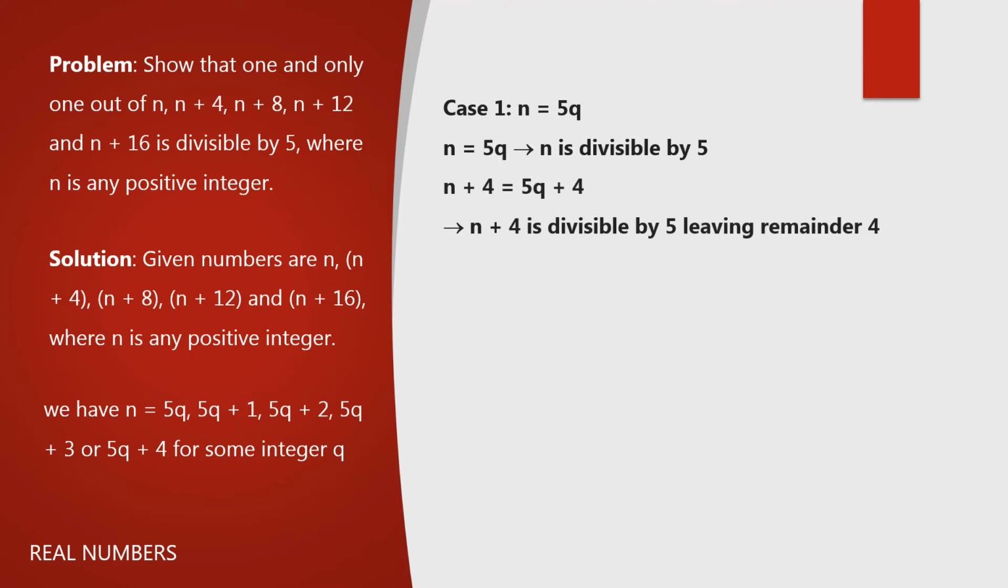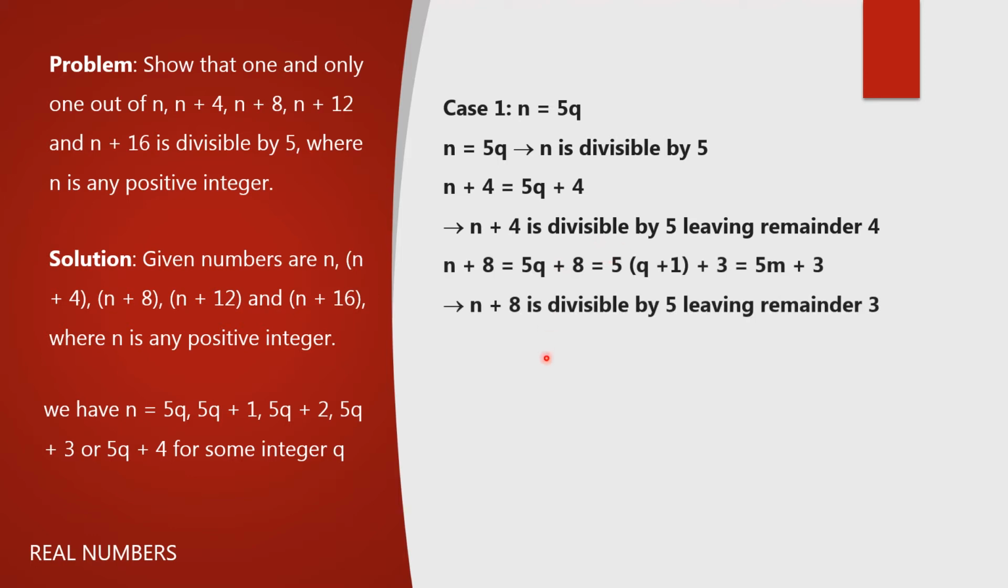The second value is n plus 4. N we have already taken as 5q, so 5q plus 4. Here 4 is less than 5, that's why this is of the form bq plus r. N plus 4 is divisible by 5, leaving quotient q and remainder 4. But we are not concentrating on the quotient directly. Leaving remainder 4 means this is not divisible by 5 directly. Here there is some remainder, so n plus 4 is not divisible by 5.